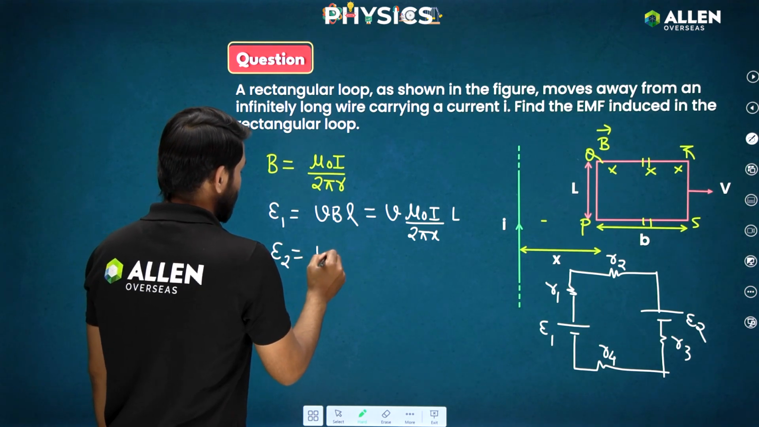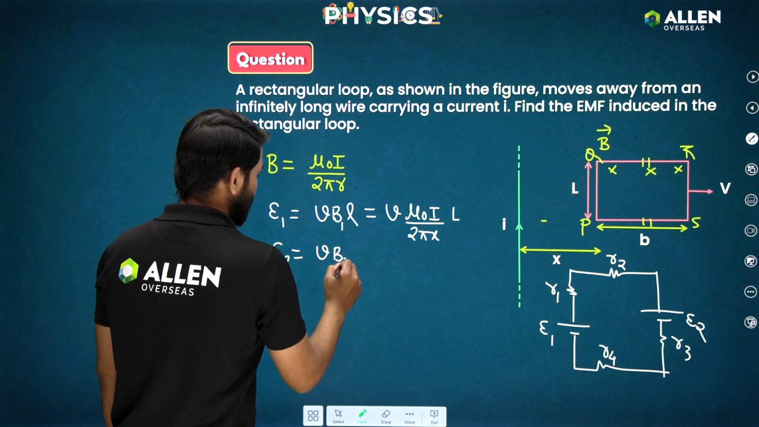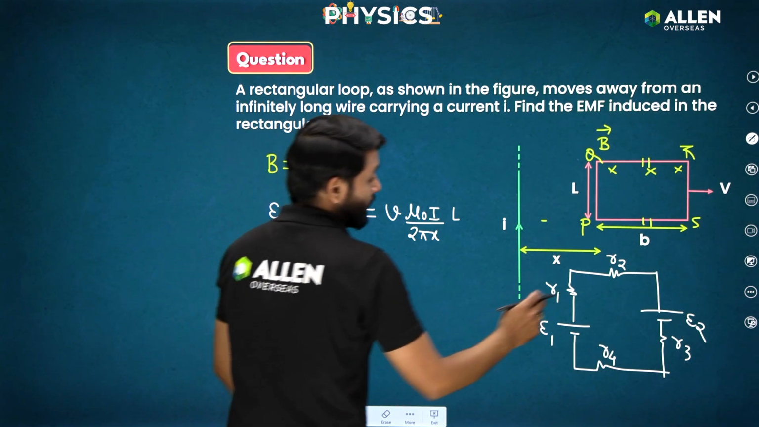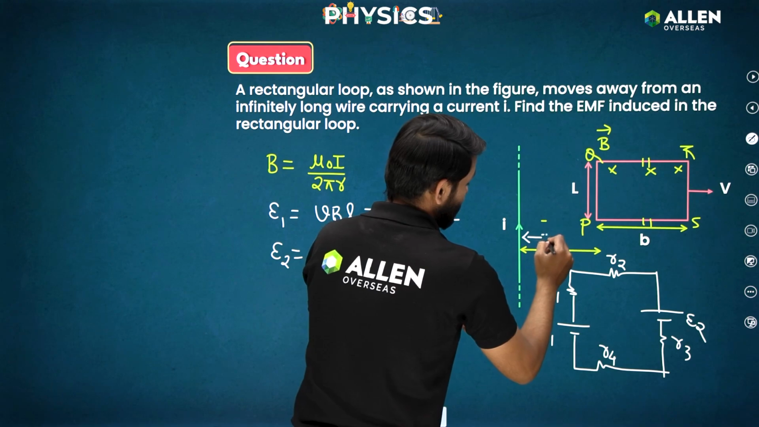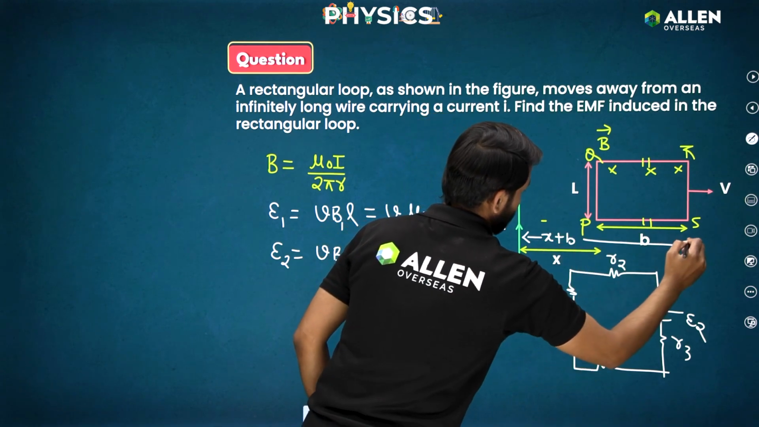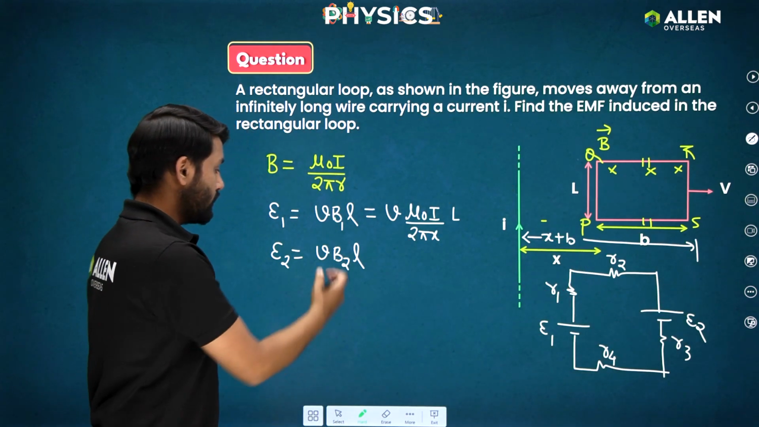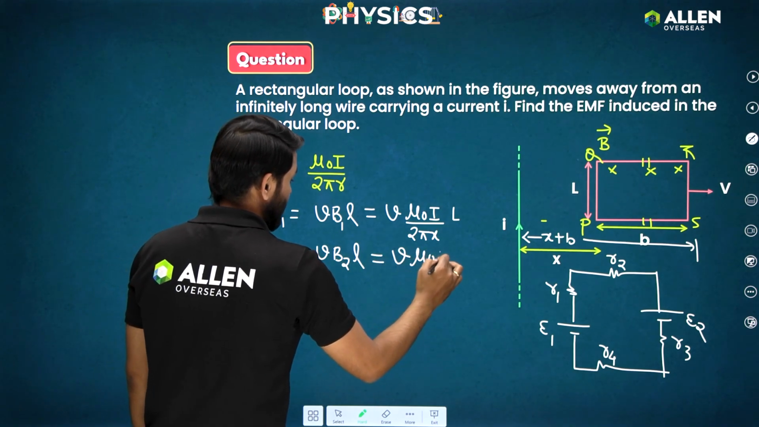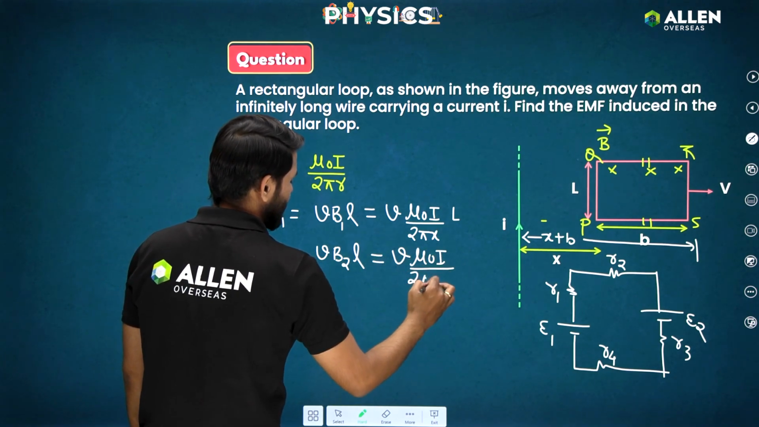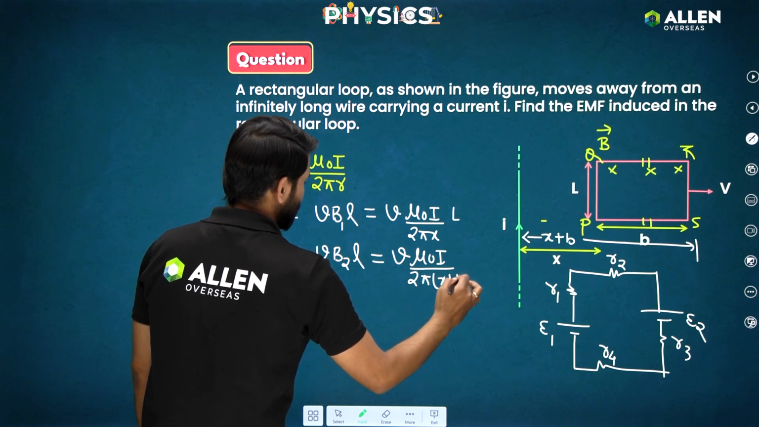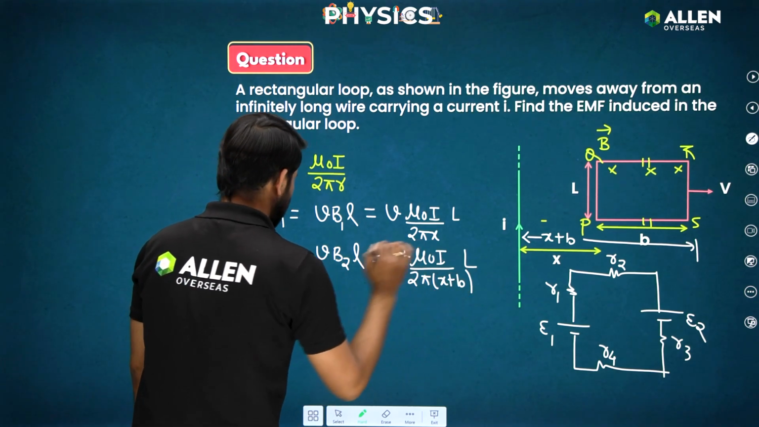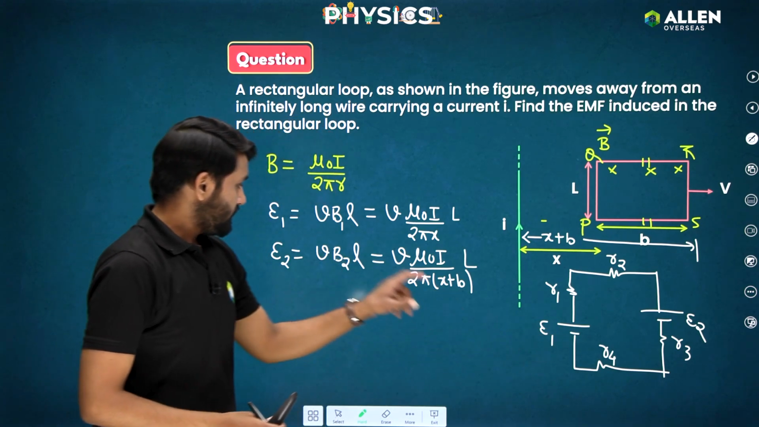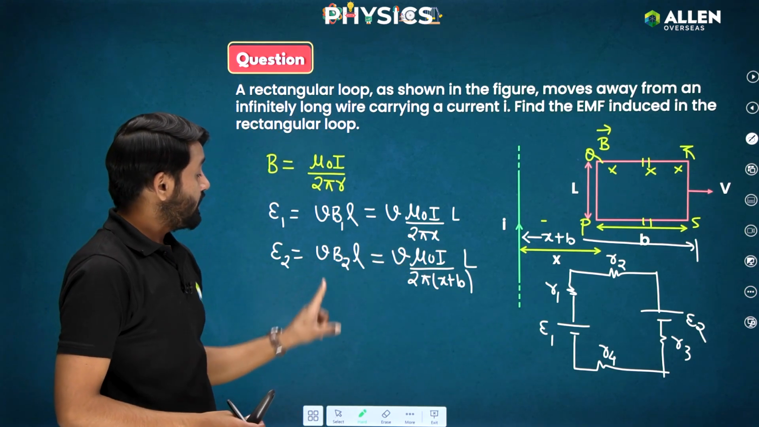After that, E2. E2 is again V B2 into L, right? So B2 we have to find. This length is x plus b, right, students? So you can write V mu naught I upon 2 pi (x plus b) into L. Comparing E1 and E2, you can see here that for E1 the distance is less, so E1 is more.